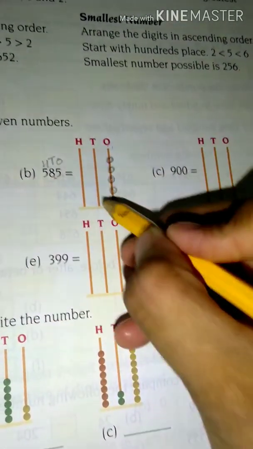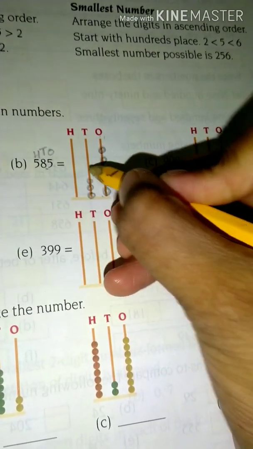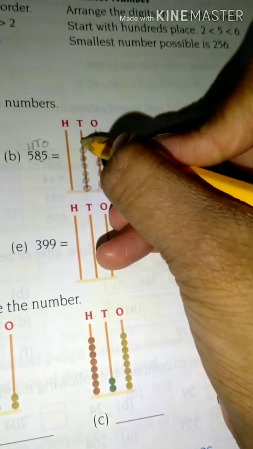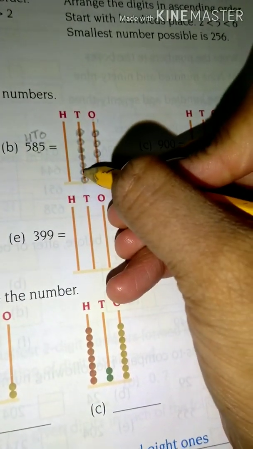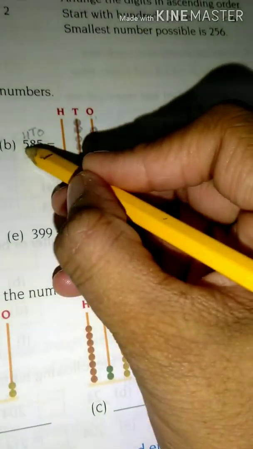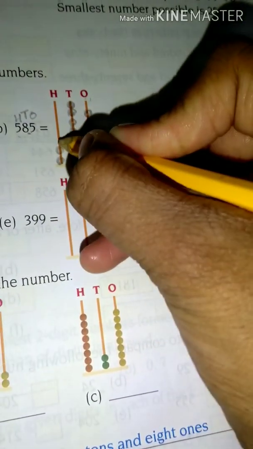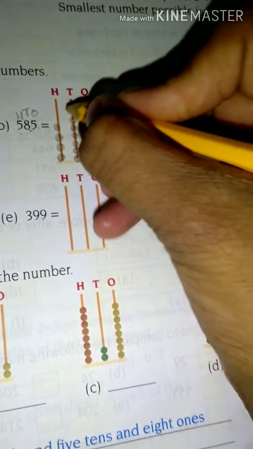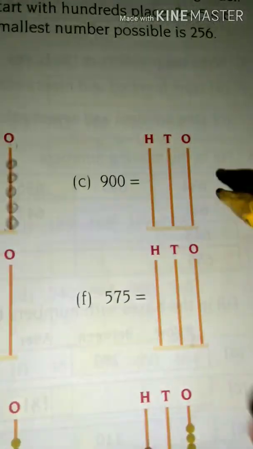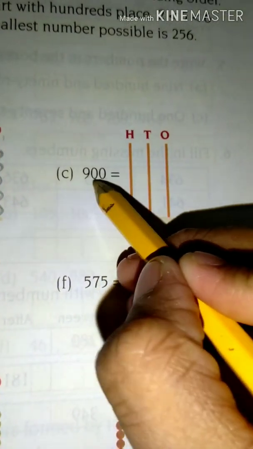And here in the tens column 8 is given, so we are supposed to make 8 beads for the tens column like this, and 5 in the hundreds column, 1, 2, 3, 4 and 5.